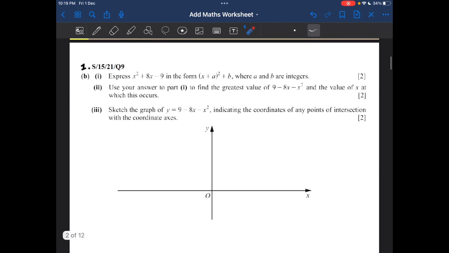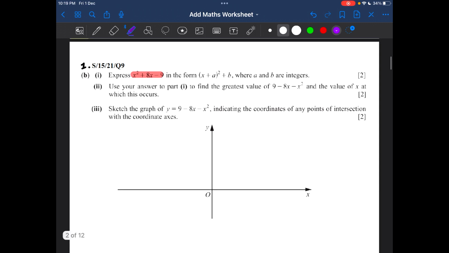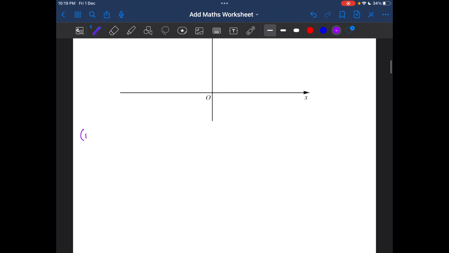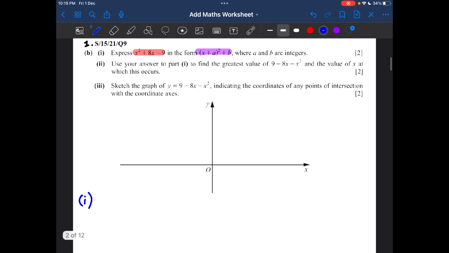Starting from question number one, it says we have the quadratic expression x square minus 8x minus 9, and they're asking you to convert this quadratic expression into a completing square form. This x plus a whole bracket square plus b is basically the completing square form. So let's start part one. We have the expression x square plus 8x minus 9 here.